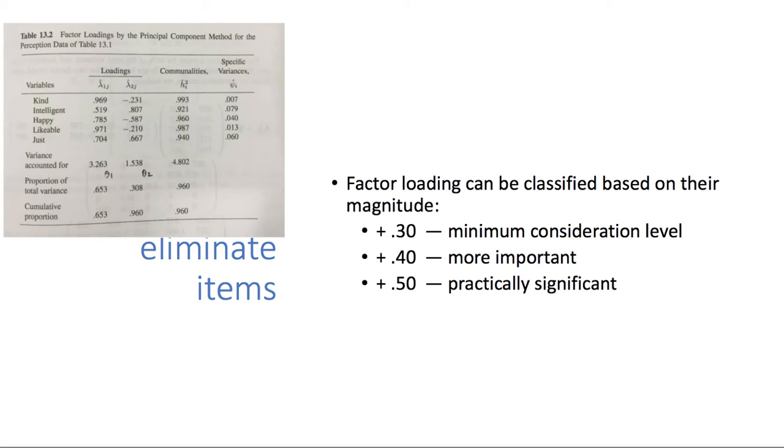Also look at the factor loadings. If it is around 0.3, that is the minimum consideration level. Those numbers over here are the factor loadings. If it is less than 0.3, we just remove it and we don't want to use it. If it is negative, we don't want to look at it either. If the loading is larger than 0.5, that is the practically significant item.